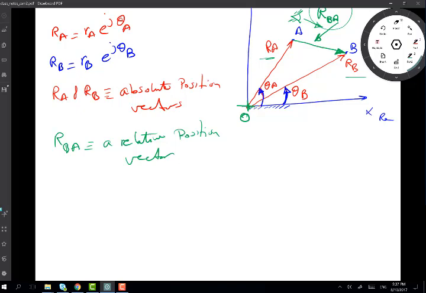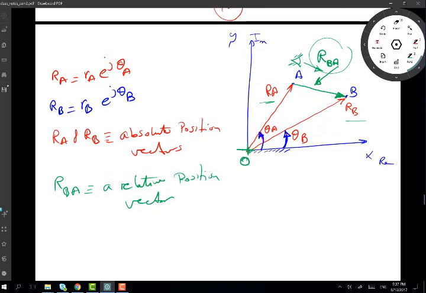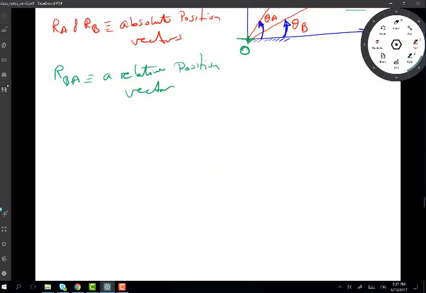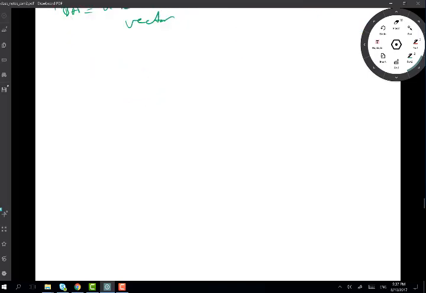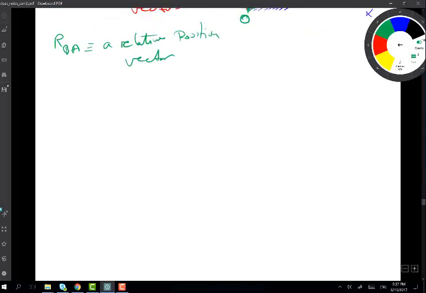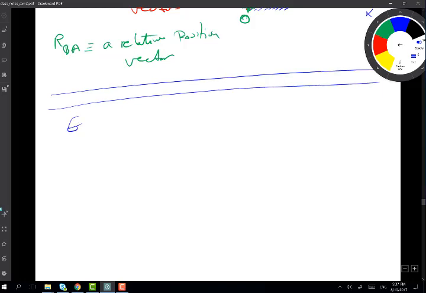I think I'll possibly just stop talking about vectors now. Later on, if we need to explain more things about vectors, I'll explain those. But at this point in time, I'm going to give you an example on how to use vectors to do the position analysis. So one example here is my famous slider crank linkage.